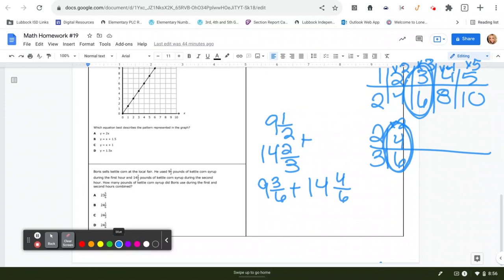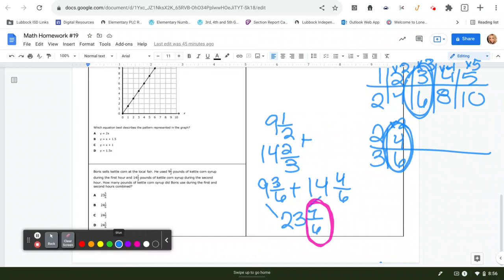Okay, so let's go here. 9 plus 14 gives us what? 23, right? Okay. So some of you are going to stop right there and go pick A, and you're wrong. Because look, 3 plus 4 is 7/6. This is improper, my friends. We're not done. We got to do some regrouping.